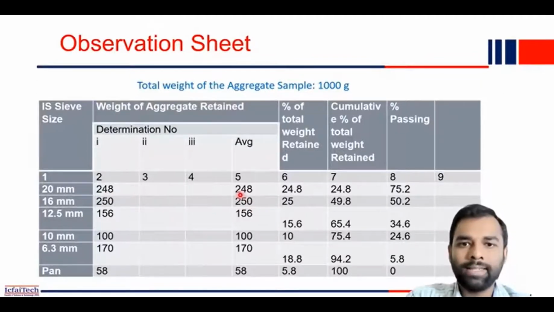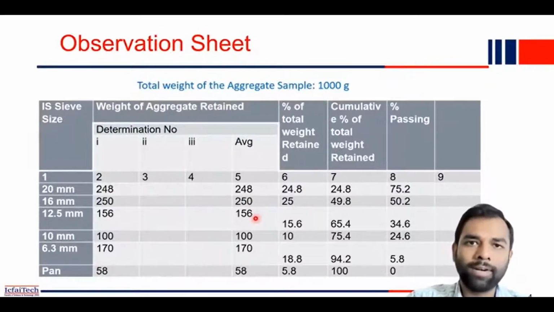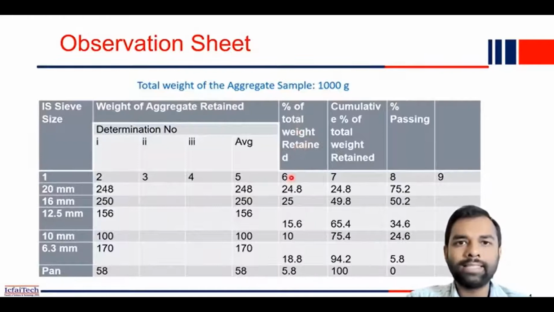So here you can see that these are the average values we got. Here we have performed only a single experiment, so we just place the same value, but in real life we have to perform a minimum of 3 experiments. So now this column is basically the percentage of total weight retained. So in each sieve, how much aggregate is retained.